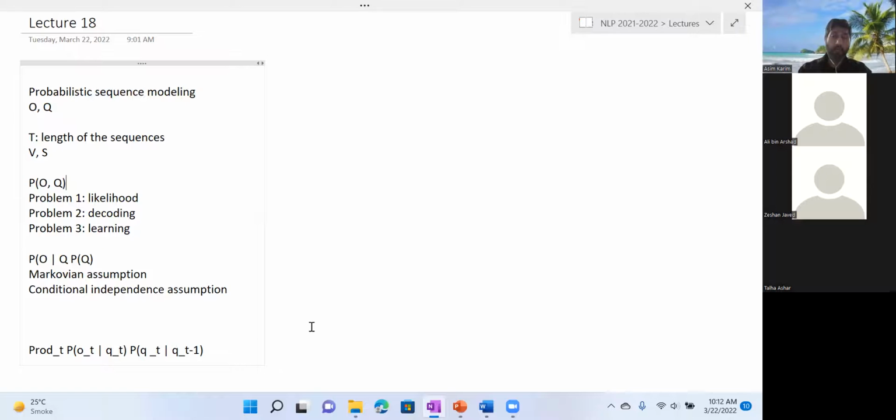And the joint, of course, is the probability of O and Q, which is the probability over the sequences O and Q, the full sequences of length T, any length T. So if we know this joint, we can solve various problems. We are in particular interested in three problems: problem 1, problem 2, problem 3. Problem 1 is likelihood, problem 2 is decoding, problem 3 is learning. We discussed this last time.